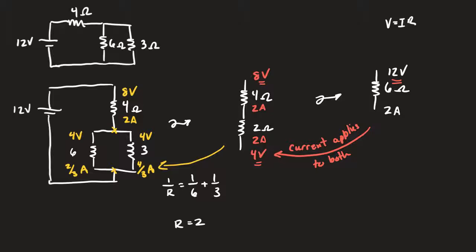Again, you can check your work. There was a total of 2 amps going into the junction. I better have 2 amps coming out. So 4/3 and 2/3, 6/3, that's 2 amps. Questions about that?